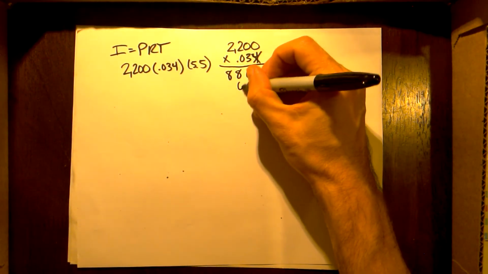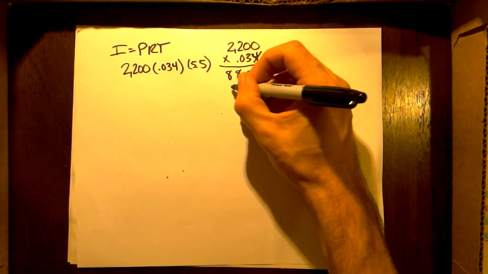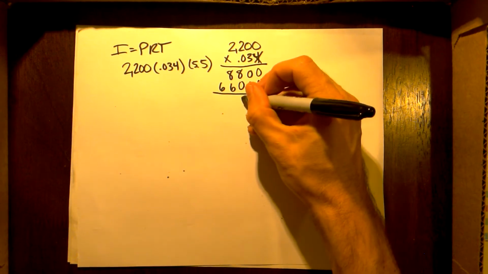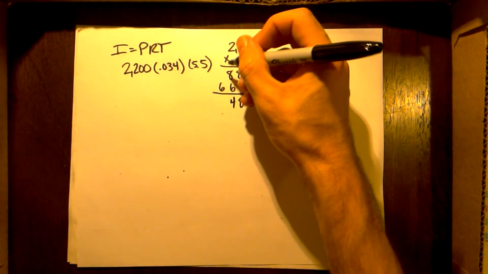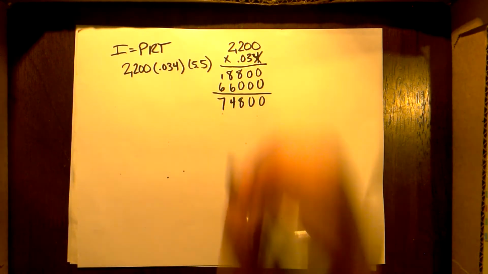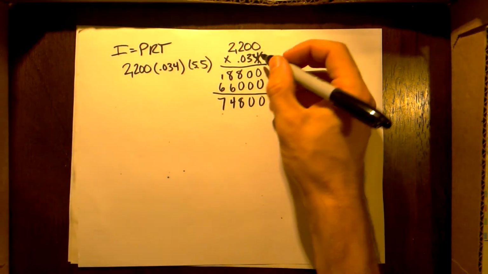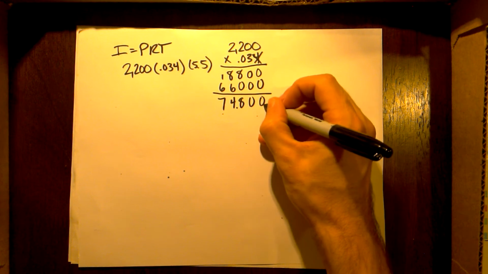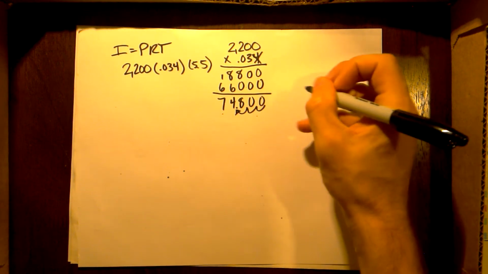3 times 0, 3 times 2, 3 times 2, and 0, 0, 8, 4, carry the 1, got 7. Now, how many places are behind the decimal? There's 3 places behind the decimal. So 1, 2, 3 places.